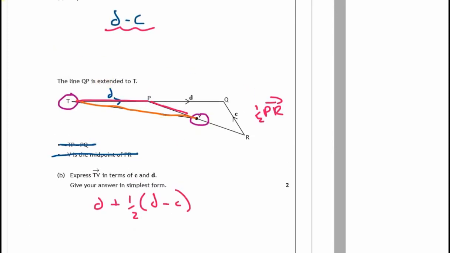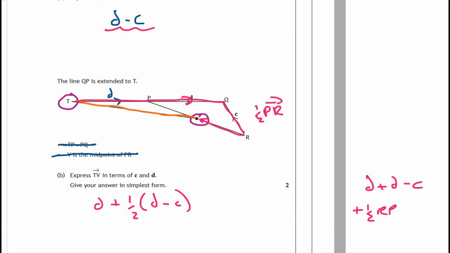Okay, now if you never spotted that, is there another way of doing it? Let's have a think. We could have gone the other way, I suppose. We could have said, well, let's go along D and then along this D. I'm just going to put this at the side because this isn't really the best way of doing it, but you could have said, I'm going along D, then along another D, and then I'm going to go down C, and then I'm going to go halfway up R to P. Okay, so plus half R to P. So you could have gone that way.